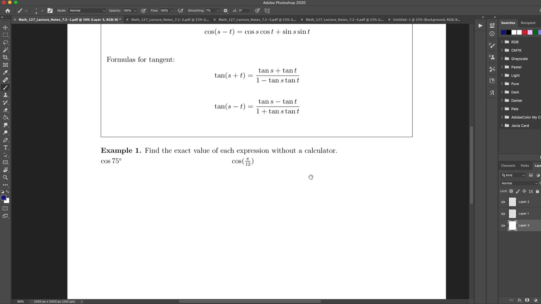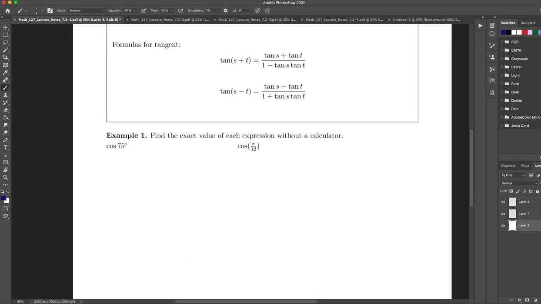So find the exact value without using a calculator. Can we do this without a calculator? And the answer is yes. So let's show how to do this. Here I have cosine of 75. But do I know cosine of two angles which equals 75? Sure, because I know that 30 degrees plus 45 degrees, and these are angles that you should have memorized, gives the same thing as cosine of 75. So here I'll write cosine of 30 degrees plus 45 degrees, same thing as cosine of 75 degrees.